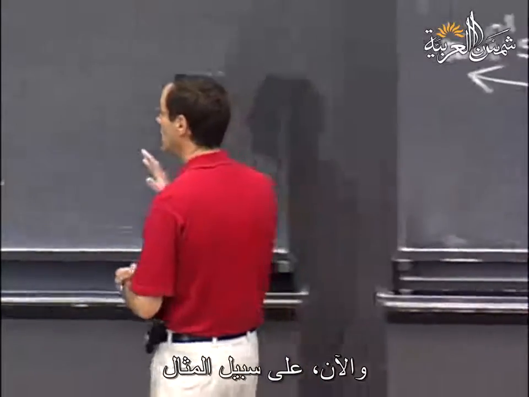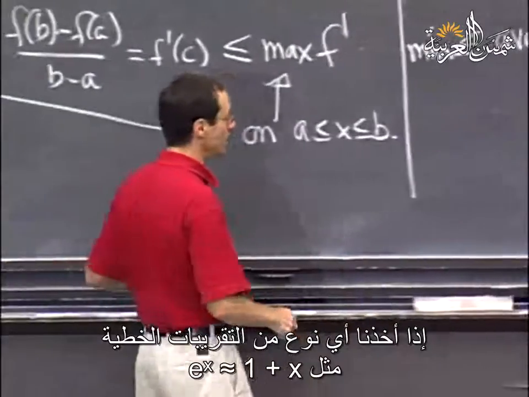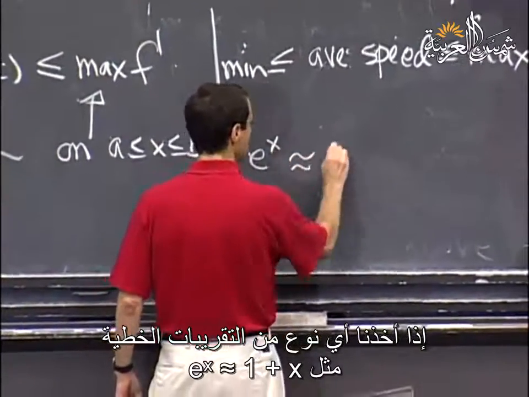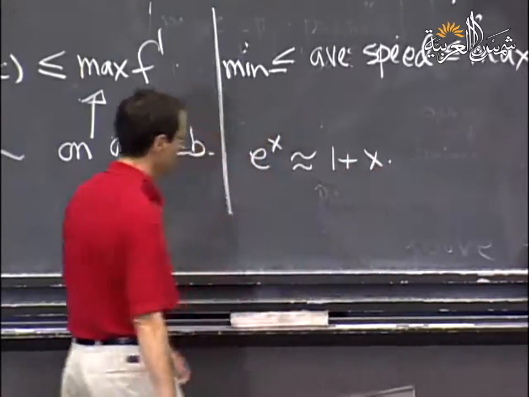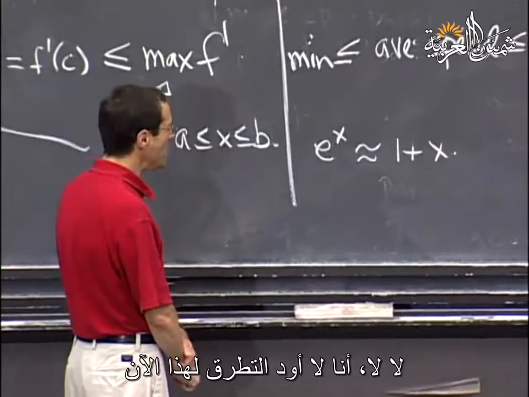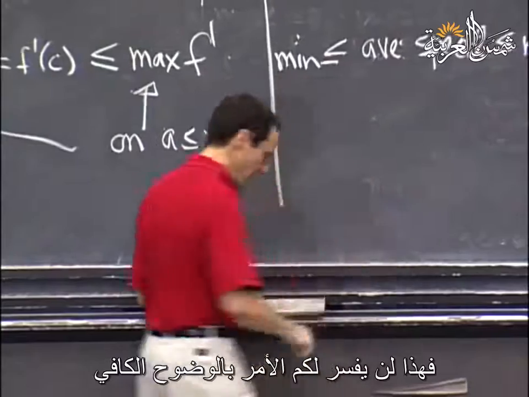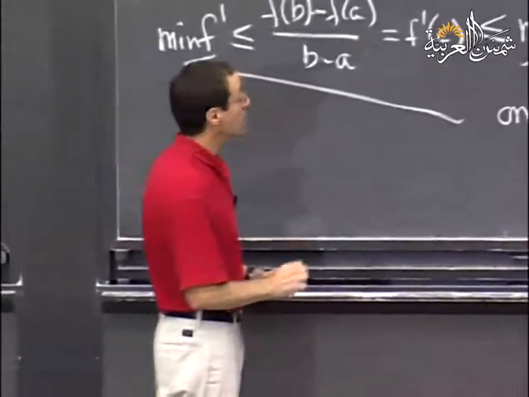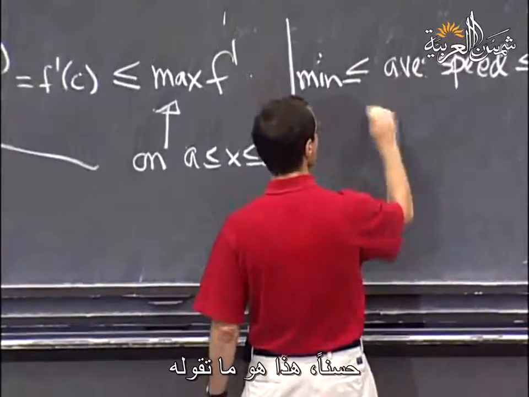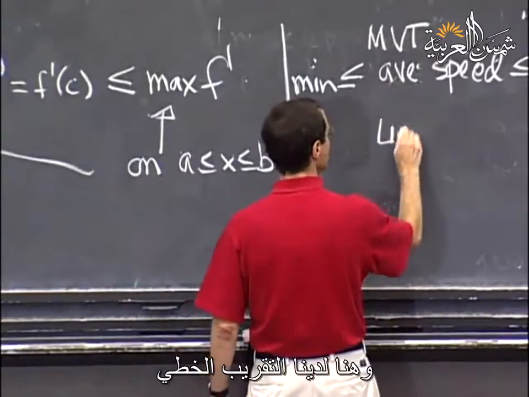Now, if, for example, I take any kind of linear approximation, say, for instance, e to the x is approximately 1 plus x, then I'm making the guess. Now, no, I don't want to say this yet. That's not going to explain it to you well enough. What we're saying, so this is the mean value theorem. This is what the mean value theorem says. And here's the linear approximation.